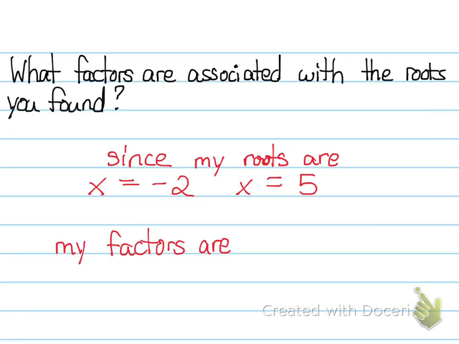All right, the next question is asking what factors are associated with the roots you found. Since my roots are x equals -2 and x equals 5, I'm going to write them in factored form. Remember in that video that you guys watched about the complete factorization, when you pretty much had to make it equal 0? Or the shortcut, do the opposite. Since x equals -2, the opposite of that is +2. So my factorization for that will be x plus 2. And the opposite of 5 is -5, so it will be x minus 5.